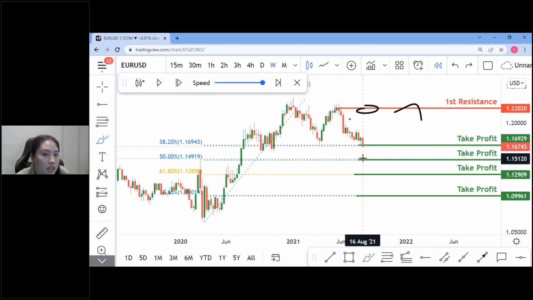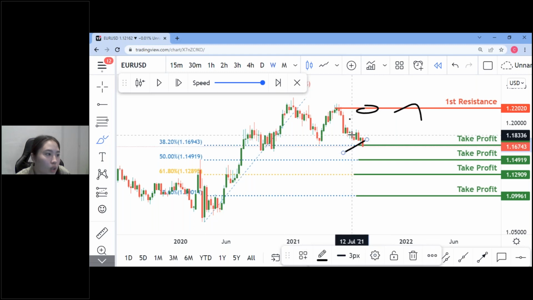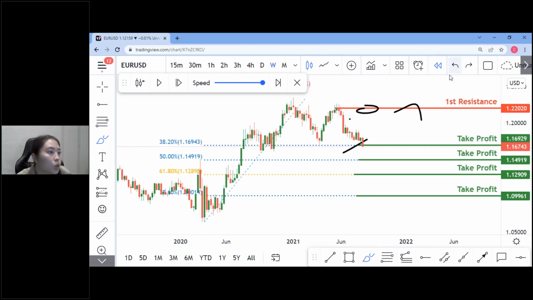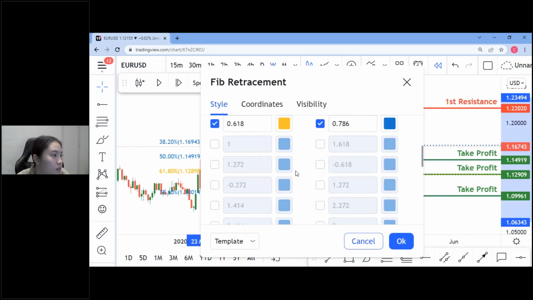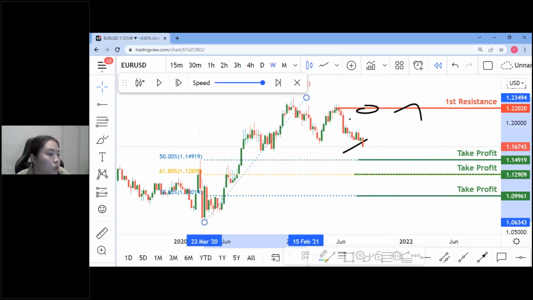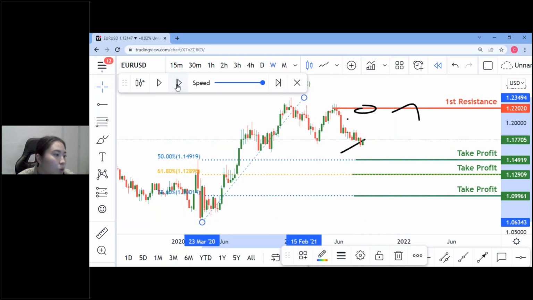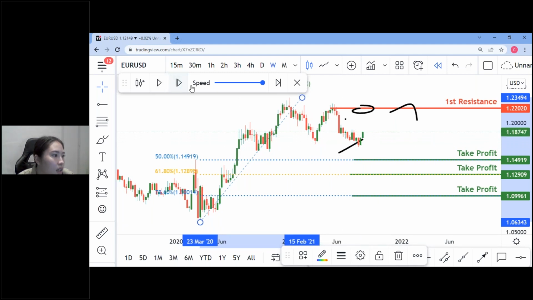Because you know that price is not going to reverse from here, what you want to do is get rid of this. It's not relevant to us anymore. Get rid of the 38.2, and then we're going to see what price does. Oh, look, price actually did bounce off the 38.2 a little bit, but because we already know the end result, it did bounce off actually.